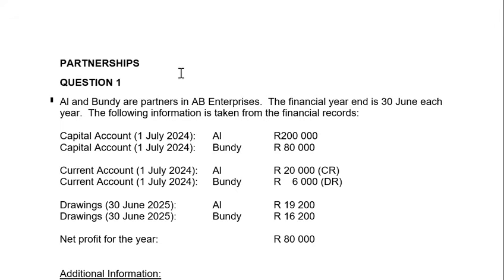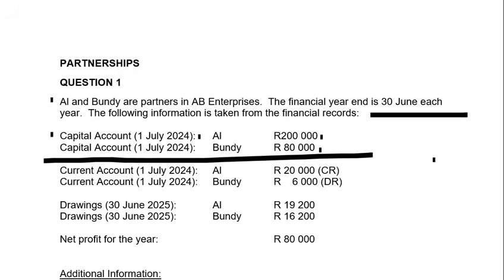It says Al and Bundy are partners in AB Enterprises. The financial year ends the 30th of June each year, and the following information is taken from the financial records of the partnership. At the start of the year, which is the 1st of July 2024, Al had made a capital contribution of 200,000 Rand, and Bundy had made a capital contribution of 80,000 Rand.